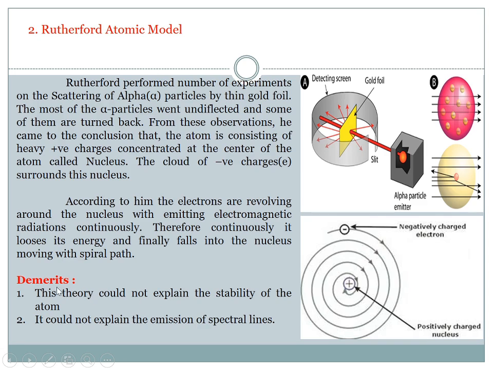So it also has demerits. This theory could not explain the stability of the atom. In the sense that electrons are not stable there, they lose their energy and fall into the nucleus, so the atom collapses, and it could not explain the emission of spectral lines. How the spectral line is emitted from the atom could not be explained by the Rutherford atomic model. Therefore this theory also fails to explain the structure of the atom.